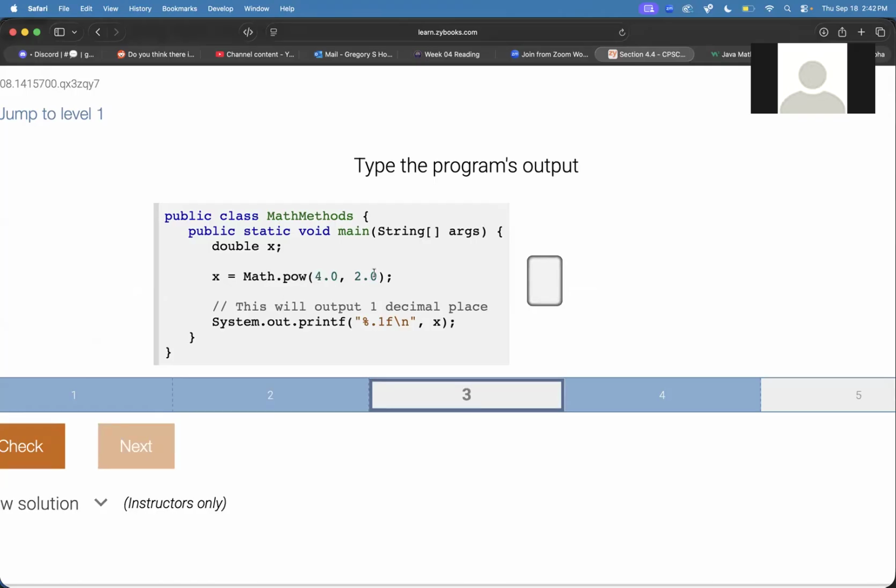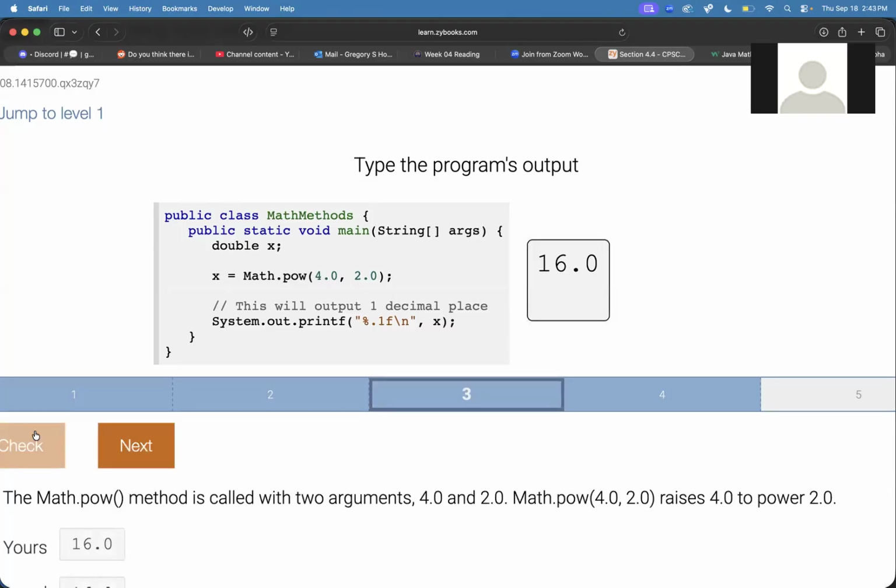Math.pow(4.0, 2.0). So this one's doing 4 squared, 4 to the 2. 4 times 4 is 16, so x is 16. This will output to 1 decimal place. So we're going to print the 16 to 1 decimal place. And then there's a \n, which is a new line. So hit enter, check it. There we go. Let's do the last one.